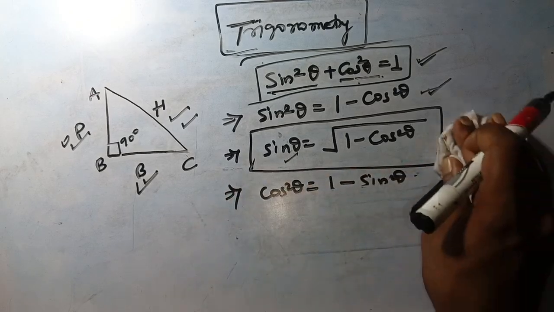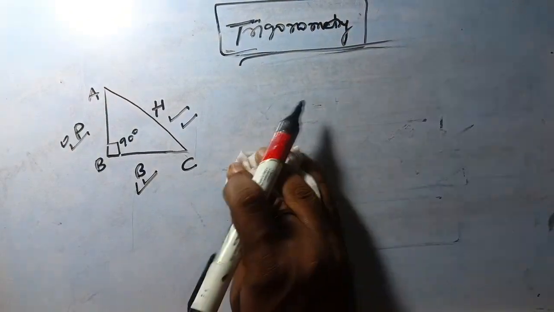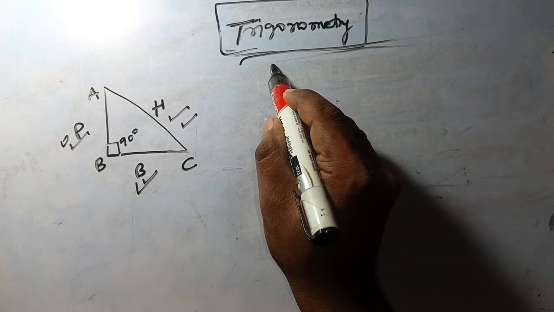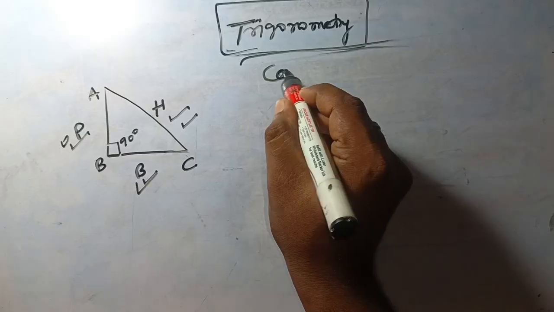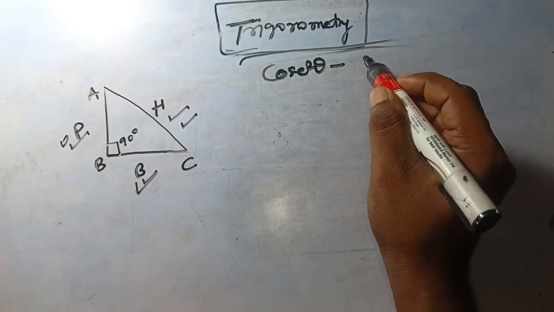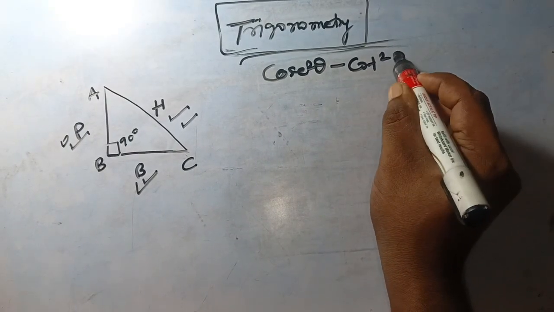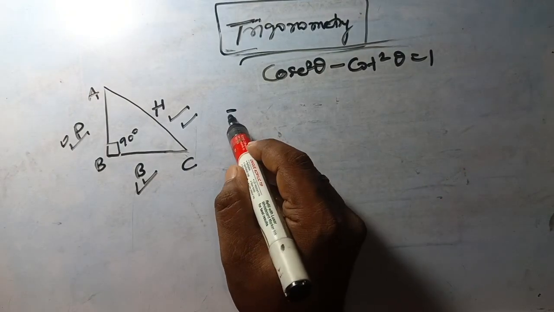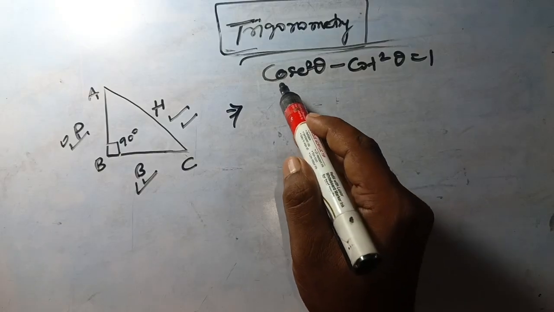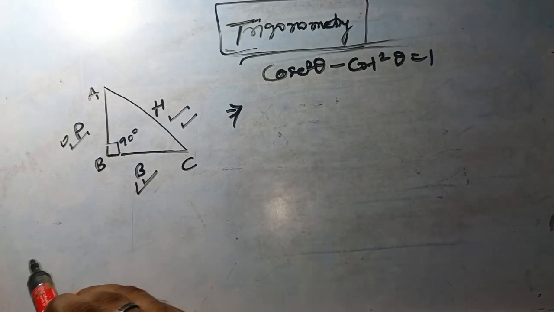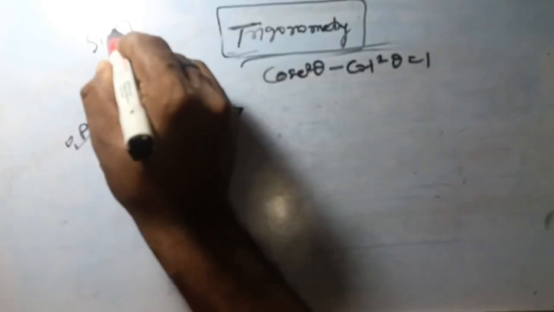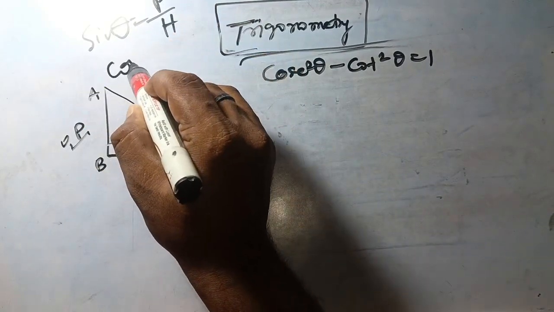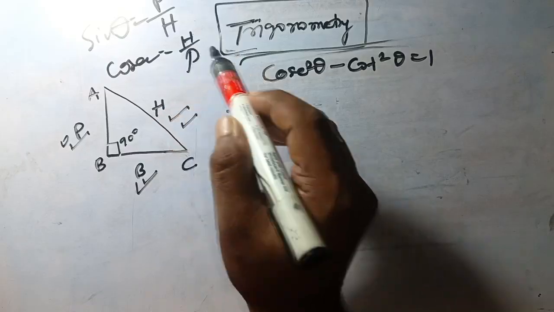Now let's see another formula: cosec square theta minus cot square theta is equal to 1. So what is cosec theta? It is the reciprocal of sine theta. What is sine theta? Sine theta is equal to perpendicular upon hypotenuse. So cosec theta is equal to hypotenuse upon perpendicular.